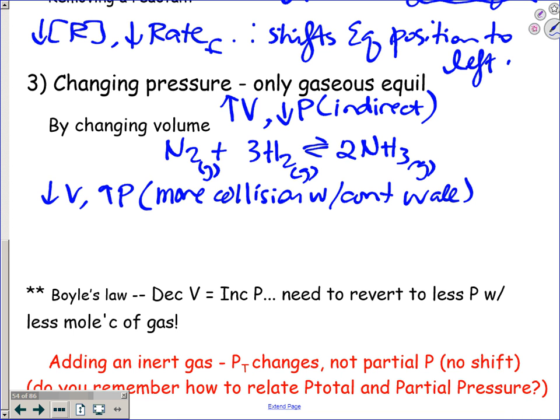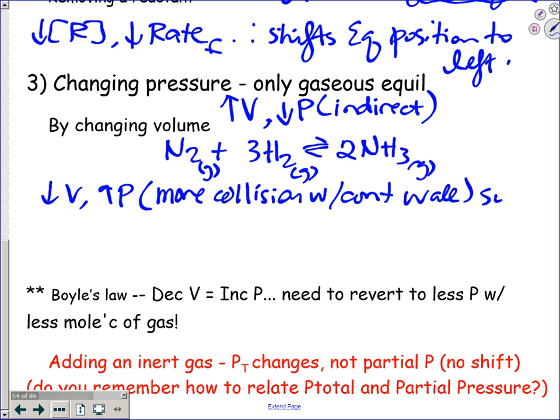those collisions. So do I want to shift towards 4 moles of gas, or towards 2 moles of gas to counteract this stress? 2 moles, because I already have too many collisions, so I don't want 4 moles of gas banging around. I want 2 moles of gas banging around because there's fewer moles, fewer collisions, lesser pressure. That has counteracted the stress.